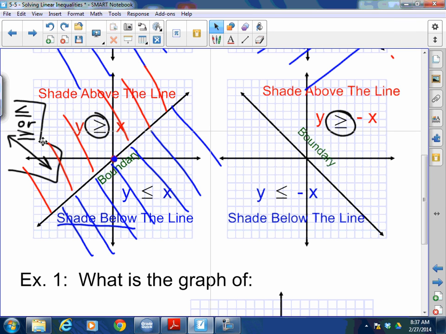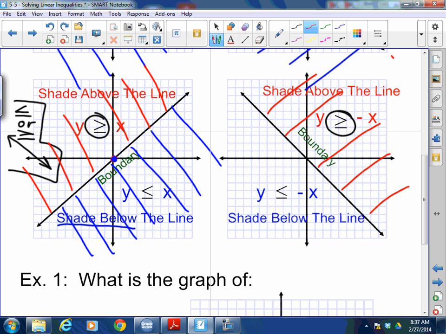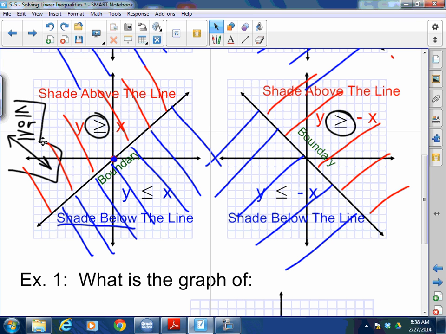If I have y is greater than or equal to negative x, I have a negative slope. I want to shade above it when it's greater than, so I shade above the line. If I want to shade below the line, it's because it's a less than or equal to. I'm going to shade below the line. Gentlemen, do you see what I mean here?